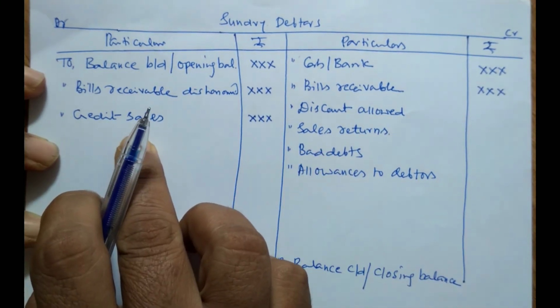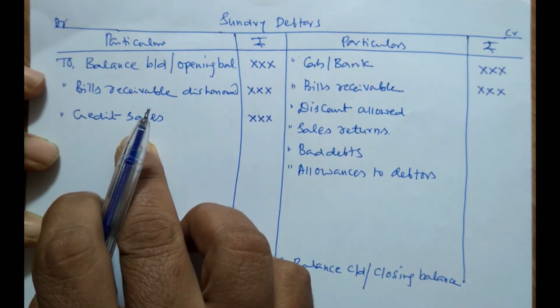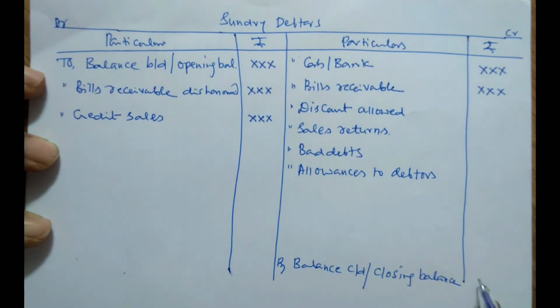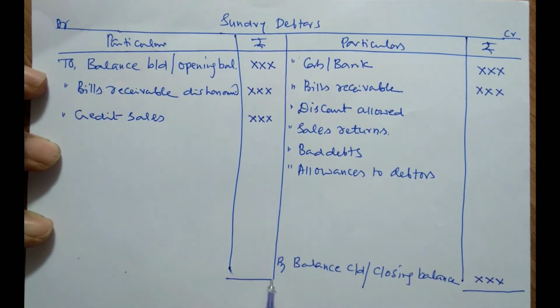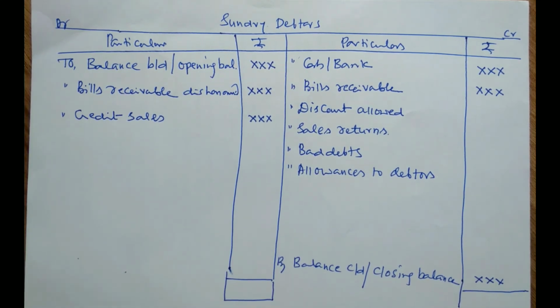This information is very essential to prepare the trading account of the business. And at last, it may be necessary to prepare this account to find out the closing balance of the sundry debtors. This information is very important to prepare the closing balance sheet of the business. In this way, this account is prepared.